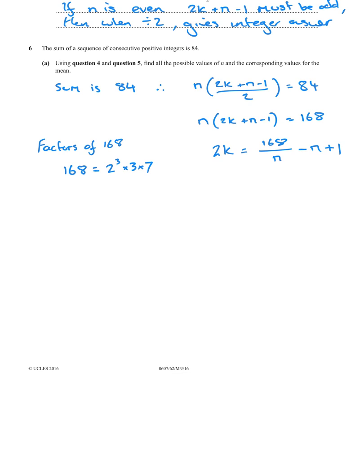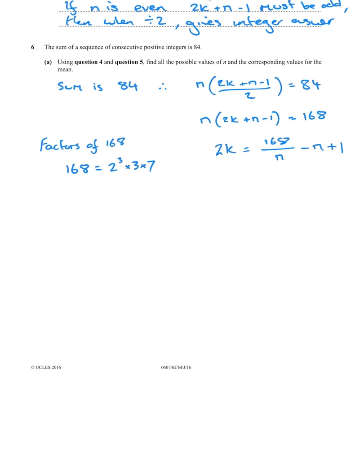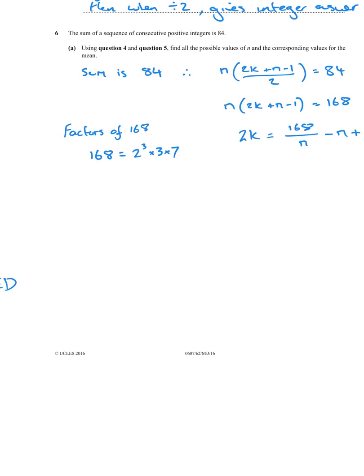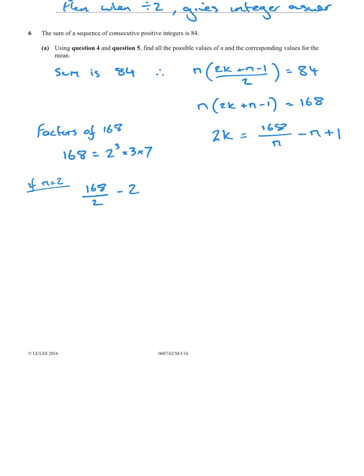So let's try first of all n equals 2. So that's all we're doing. We're going through a process of trying different numbers out. And the first one I want to try is n equals 2. So if n equals 2, let's see what happens. I'm looking back at this now, 168 divided by 2, take away 2, oh, it's off the screen, isn't it? Plus 1.